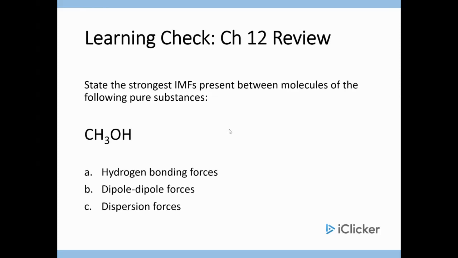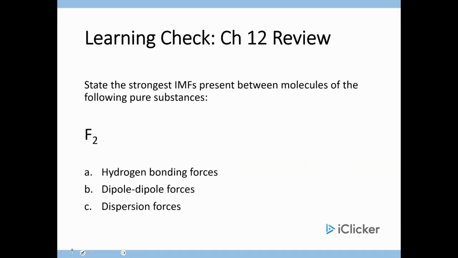So the strongest force of these 3 is hydrogen bonding, and then dipole-dipole is slightly weaker, and dispersion forces are the weakest. Remember, hydrogen bonding forces occur when you have a hydrogen bonded to fluorine, oxygen, or nitrogen. In this molecule, there is an OH bond right there, so that meets the criteria for hydrogen bonding, so that would be the strongest in this molecule.